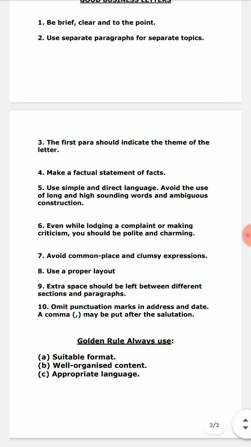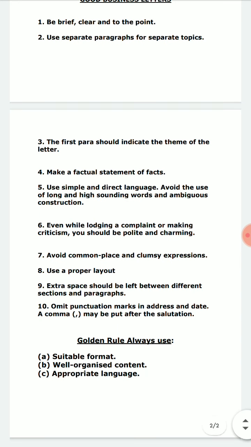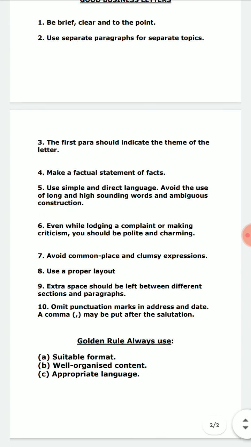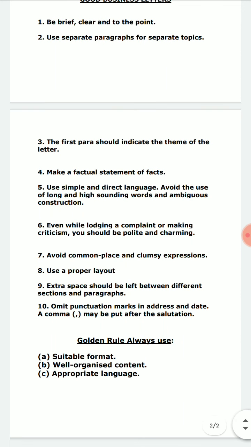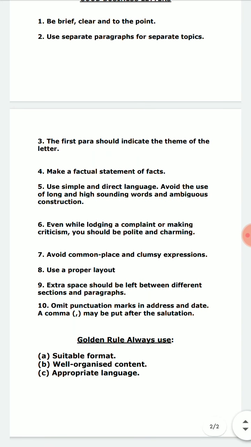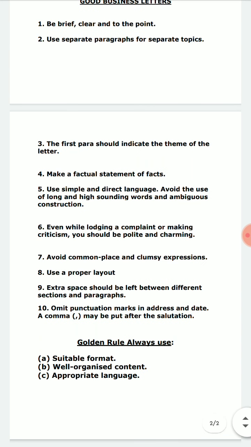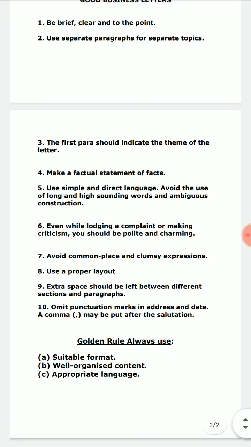Point number 6. Even while lodging a complaint or making criticism, you should be polite and charming. Suppose you are about to criticize a commercial firm, maybe the delivery date has already passed and you still haven't got the product. While you are criticizing or lodging a complaint in a business letter, remember one thing: your way of writing should be very polite and charming at the same time.